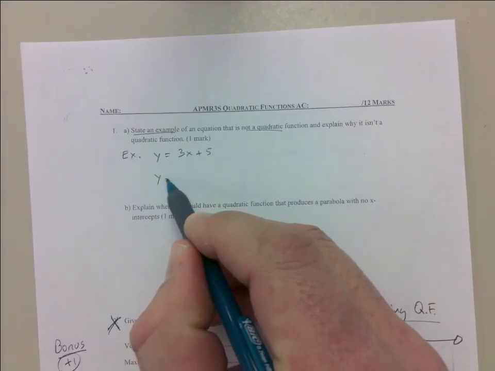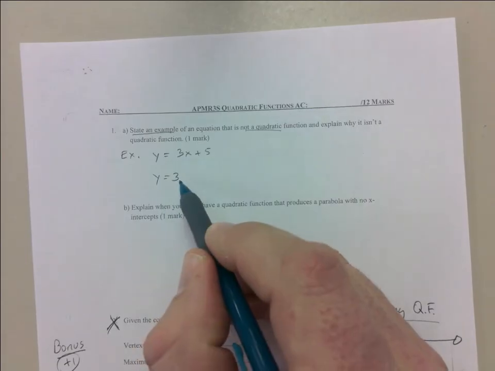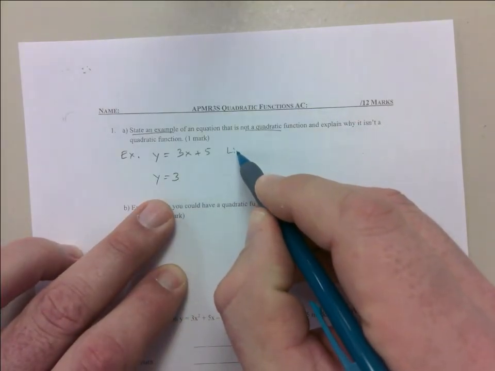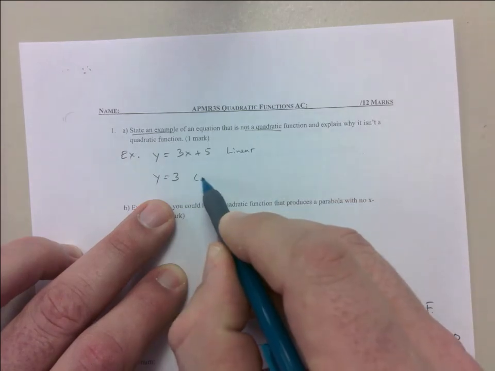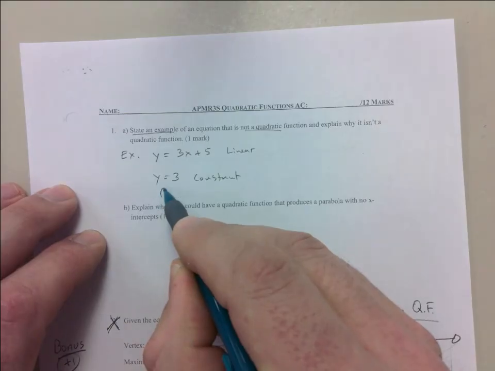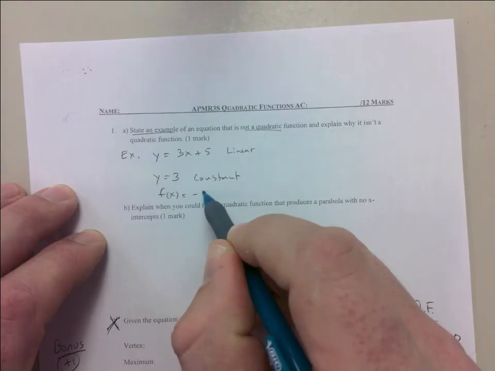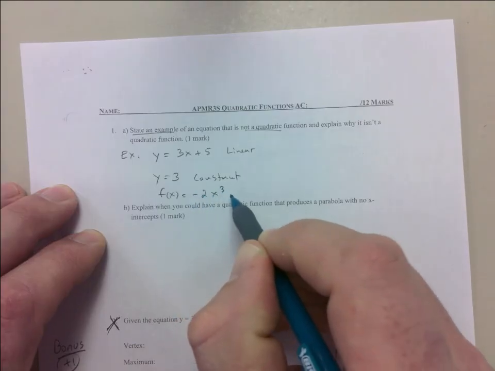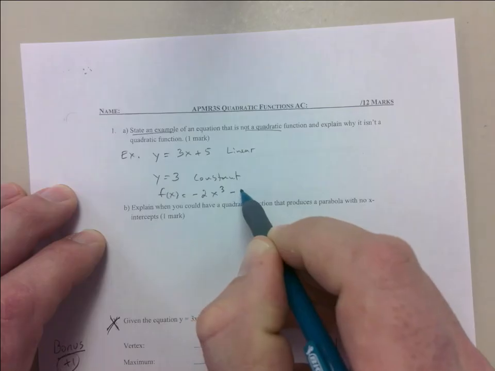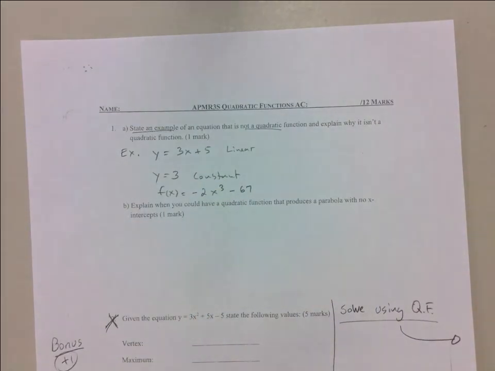You could have done y is equal to 3, right? That's a constant function. So this is linear. This is a constant function. And you could have also gone f of x if you wanted to. And let's say you went negative 2x cubed minus 6, 7. That works too, right?